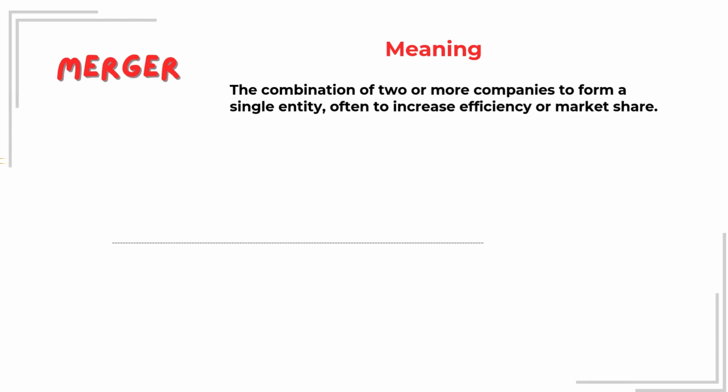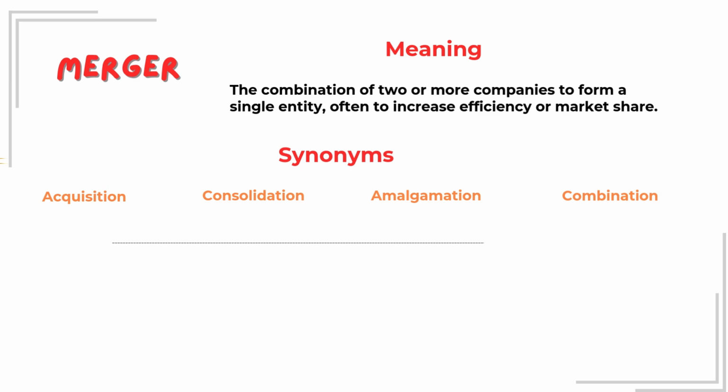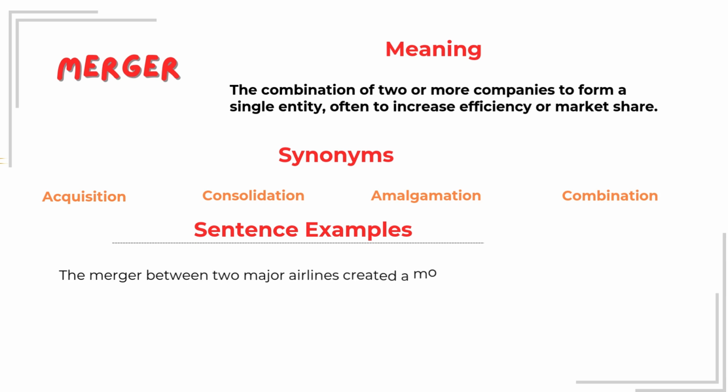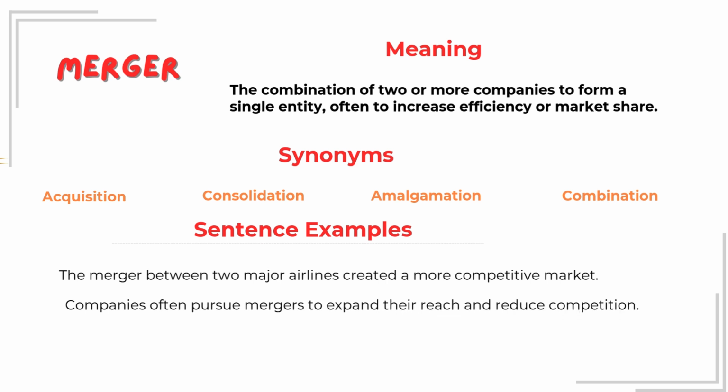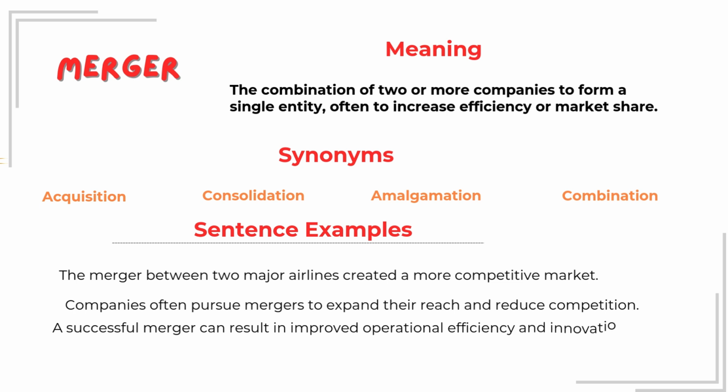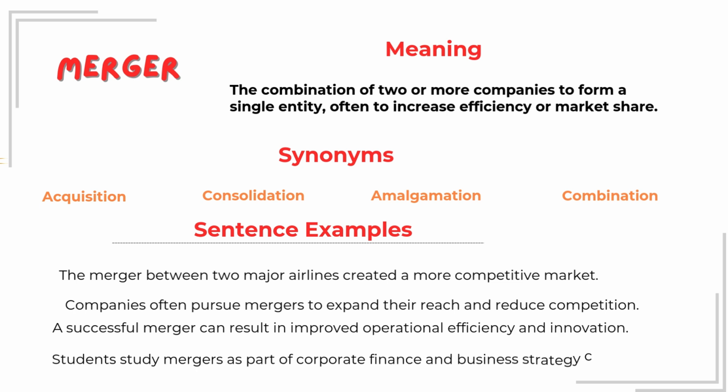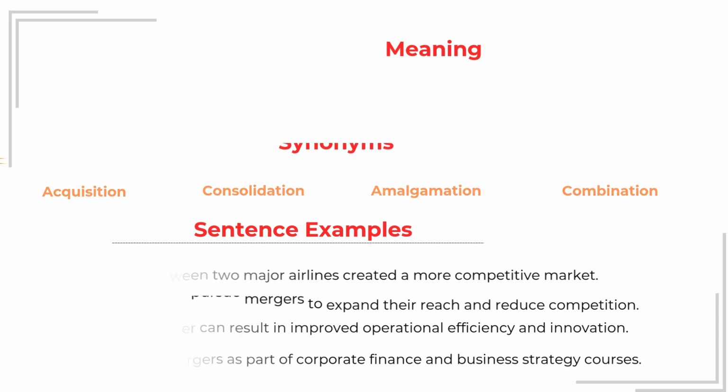Merger. The combination of two or more companies to form a single entity, often to increase efficiency or market share. Acquisition. Consolidation. Amalgamation. Combination. The merger between two major airlines created a more competitive market. Companies often pursue mergers to expand their reach and reduce competition. A successful merger can result in improved operational efficiency and innovation. Students study mergers as part of corporate finance and business strategy courses.